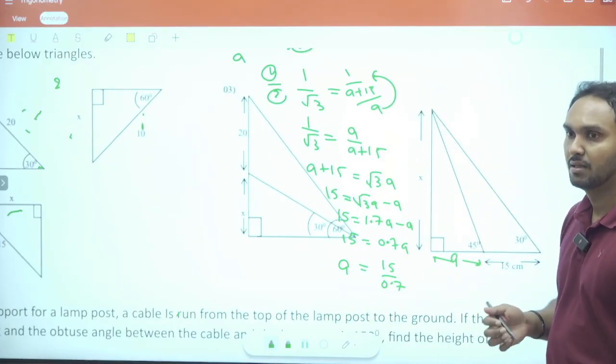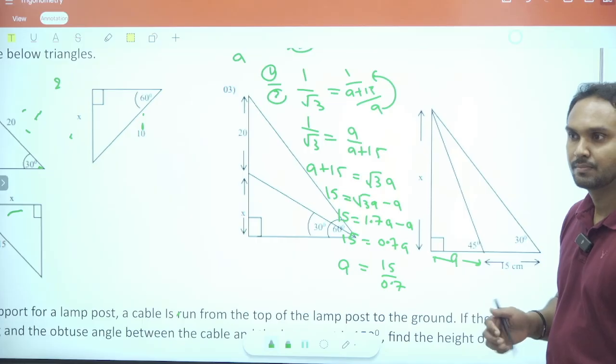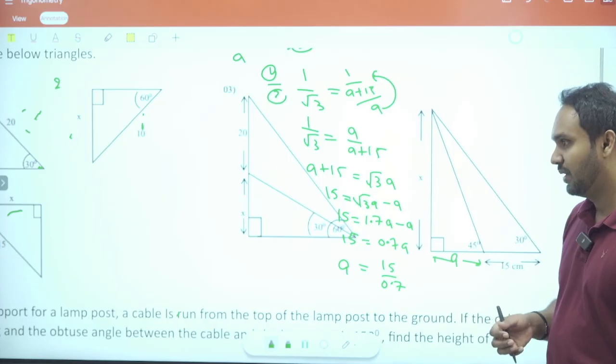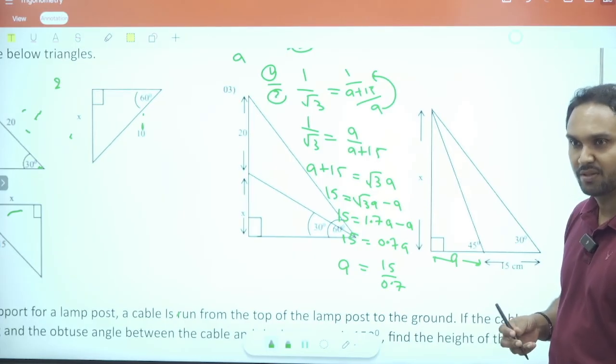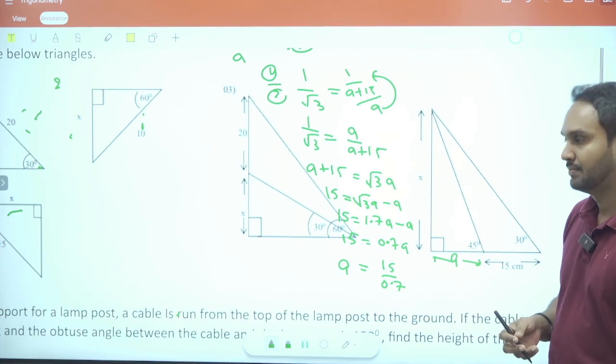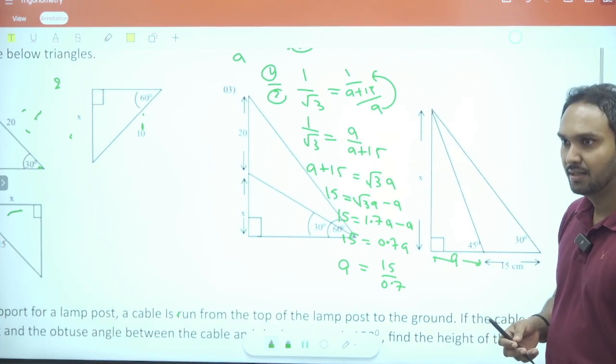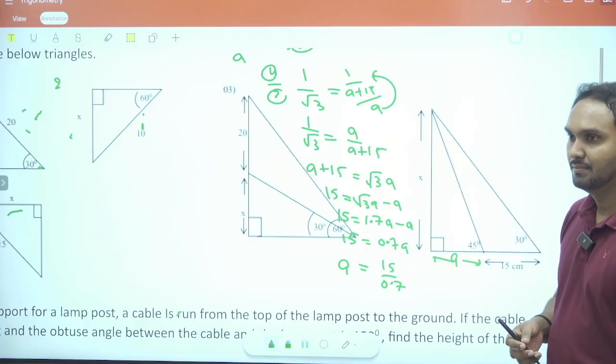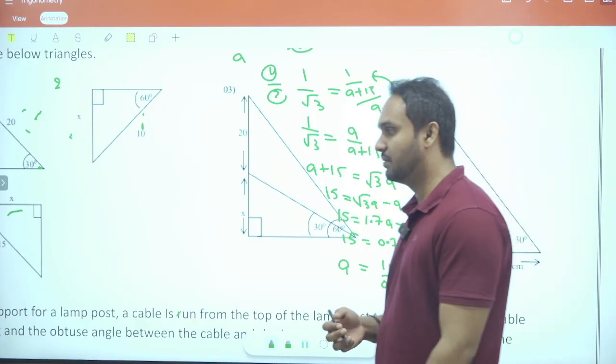How much? What is the answer? 21.4. Asit says 20.4. So close though. 21.4 is the exact answer. Now do you understand it? Yeah. So it's 21.4.